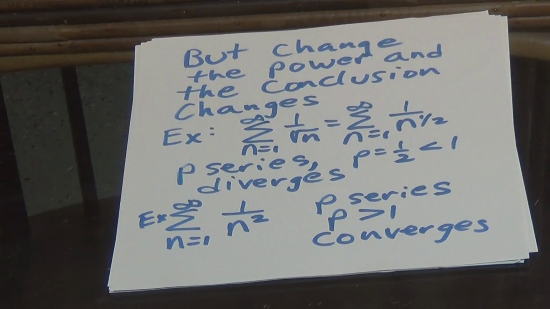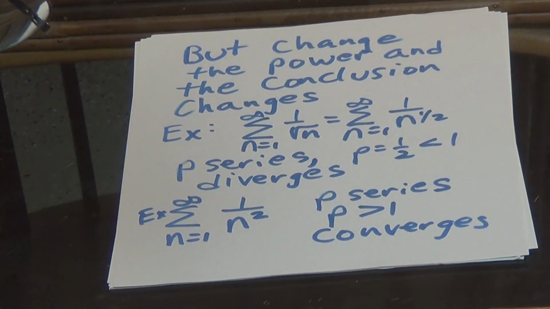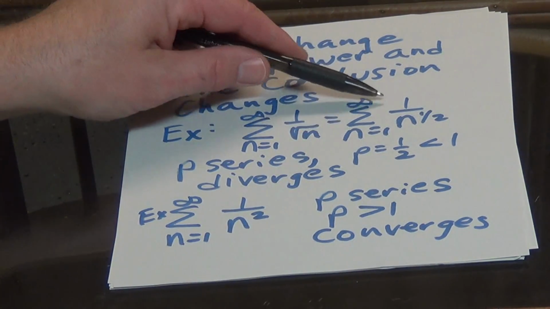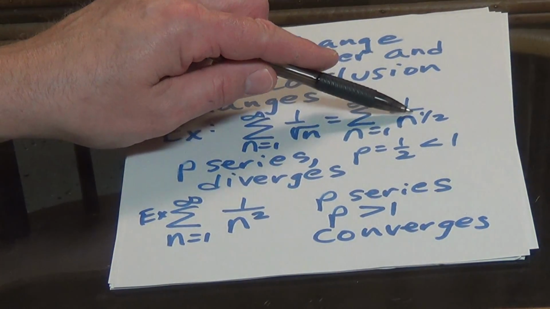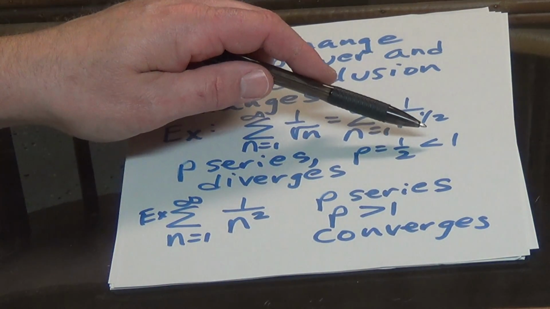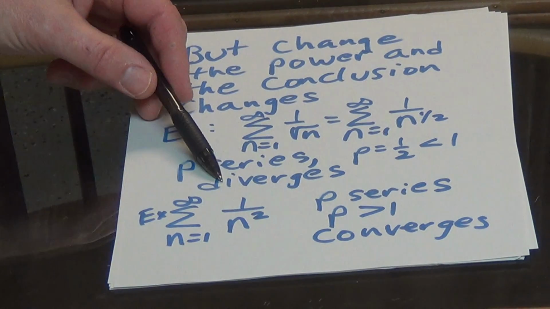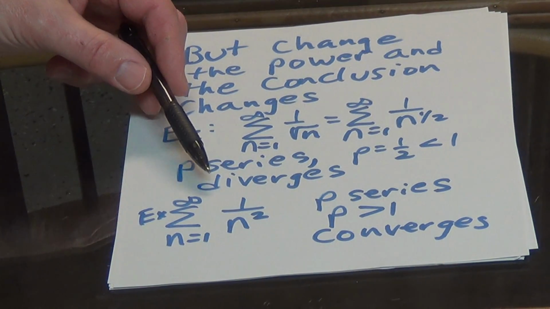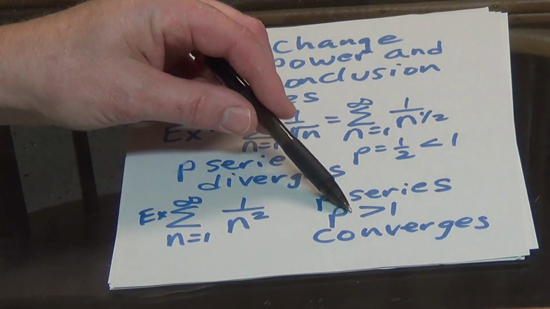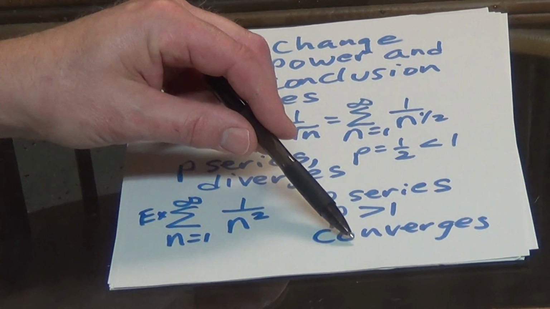But if you change that power, your conclusion changes. So for example, a 1 over square root n makes a sum of 1 over n to a half. That's a half power. P-series, the p is a half. That half is less than 1. That diverges. If you make a 1 over n squared, that's a p-series. The p is greater than 1. You converge.